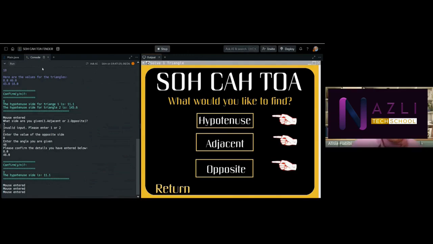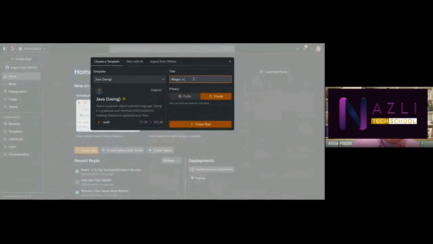Okay, so let's get started, Allegra. Let me create for you this program. I'm going to call it Allegra TOA Finder. You can, of course, change the name, make it a little bit different, when you finally get your Replit working. So I'm going to invite you to this. Let me create it first.